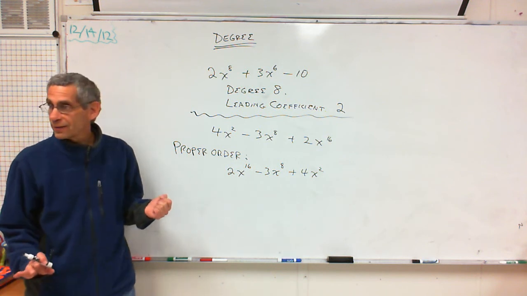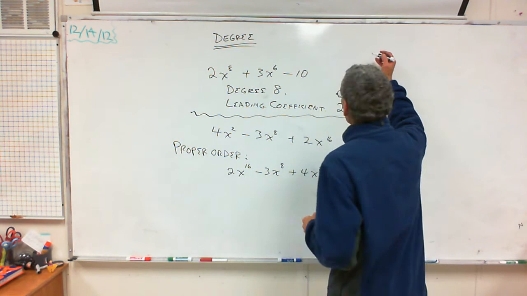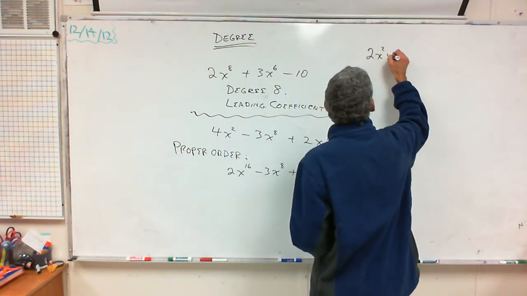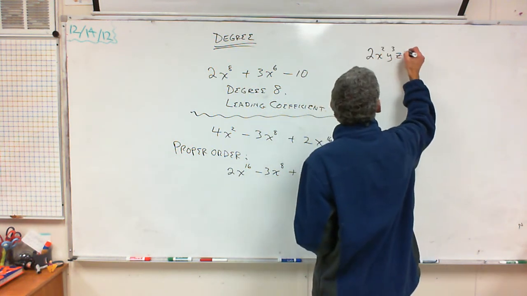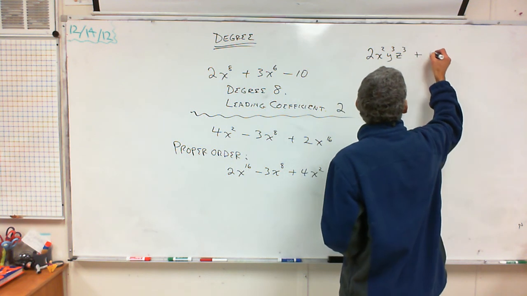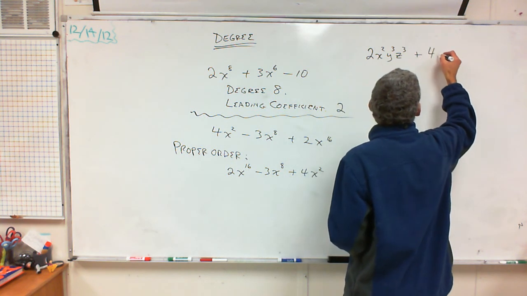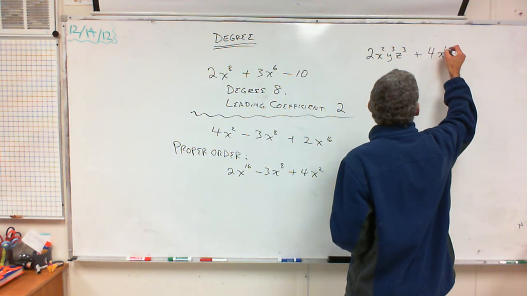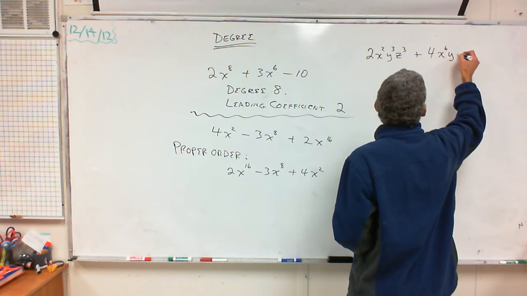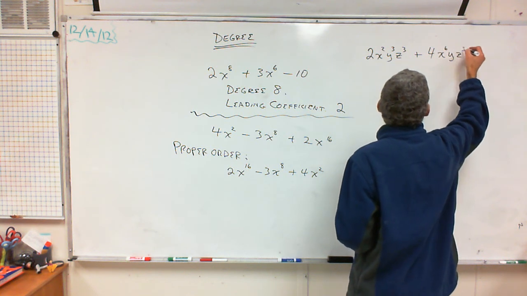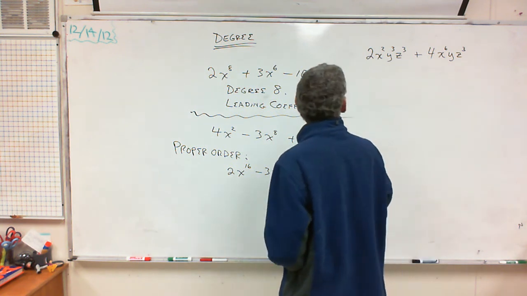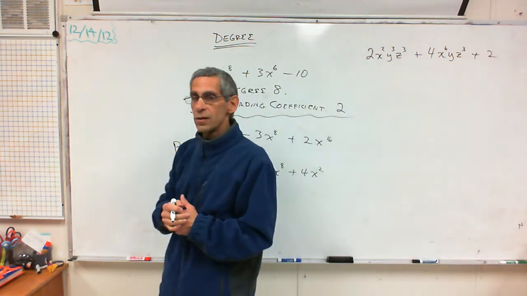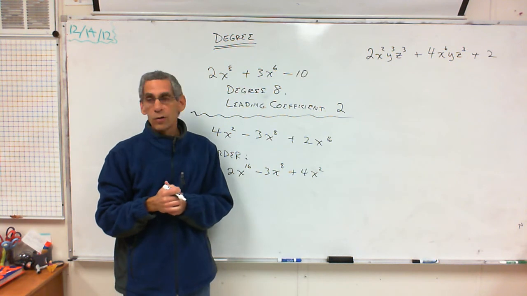Now, one last example of the degrees. What if I gave you this? 2x squared y cubed z to the third plus 4x to the 6 y z to the third plus 2. What is the degree of that polynomial?